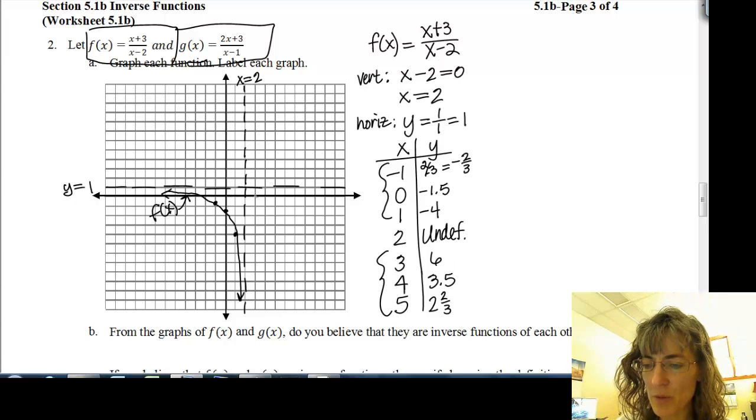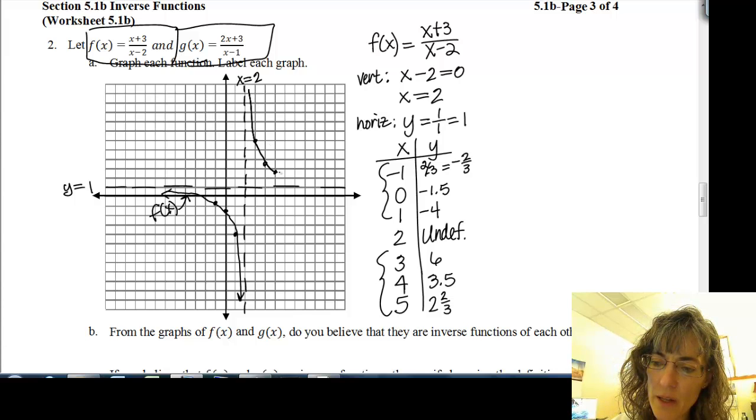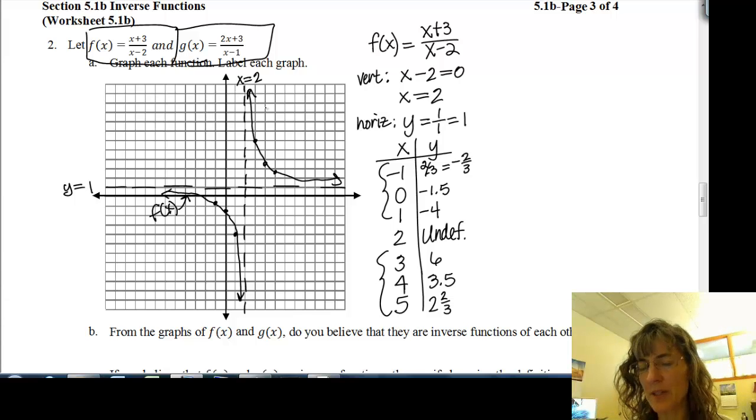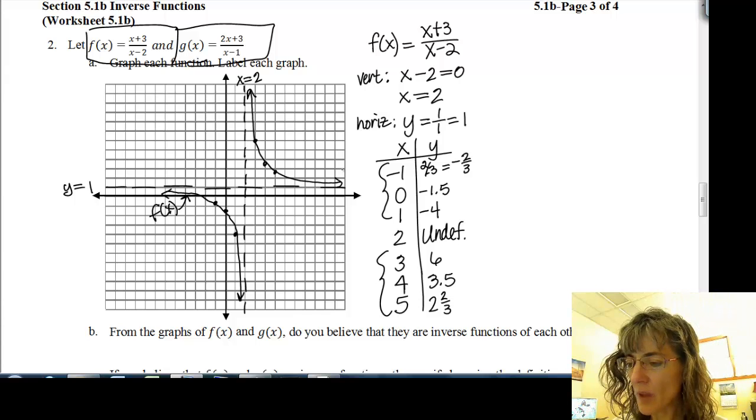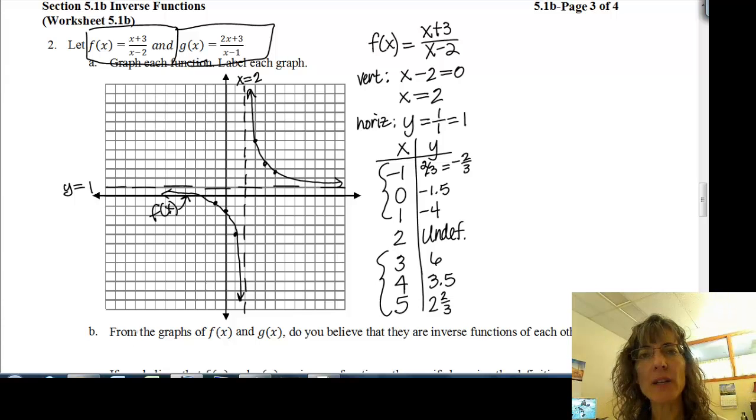Let's check the right hand side. So it's 3, and up 6: 1, 2, 3, 4, 5, 6. So right there. 4, 3.5, and 5, 2 2/3. There. And then we're going close to our asymptotes in both directions, and that's not perfectly smooth. Let me give it one more shot. That looks much better. Okay, so there's my graph of f of x.